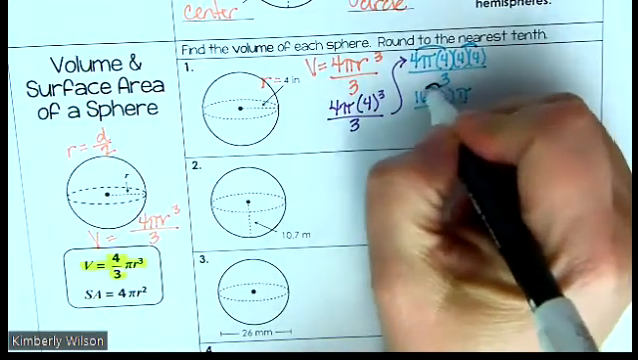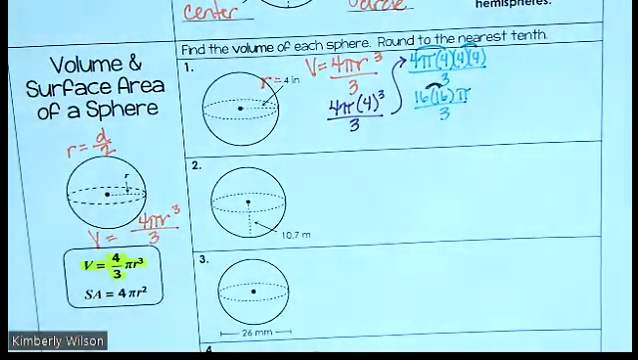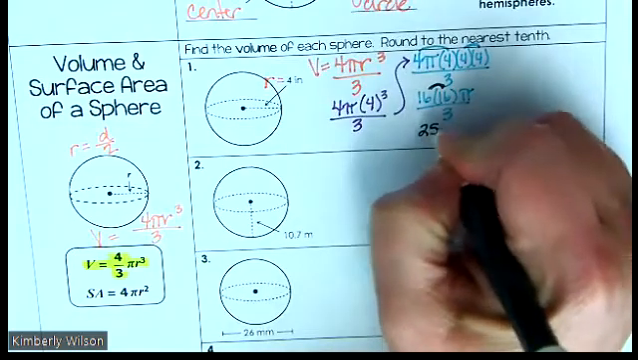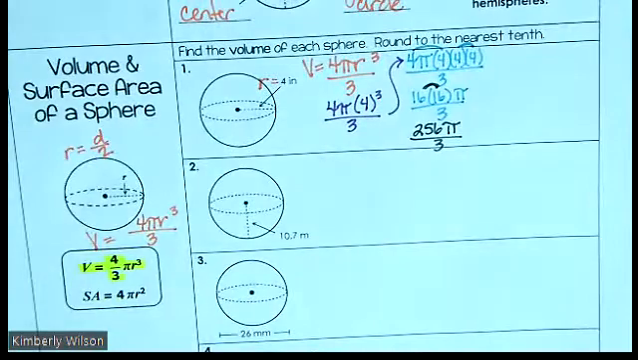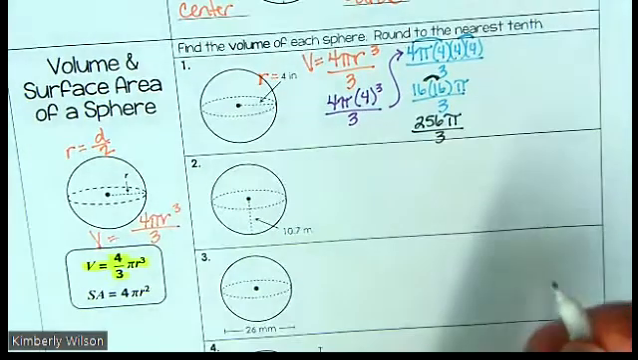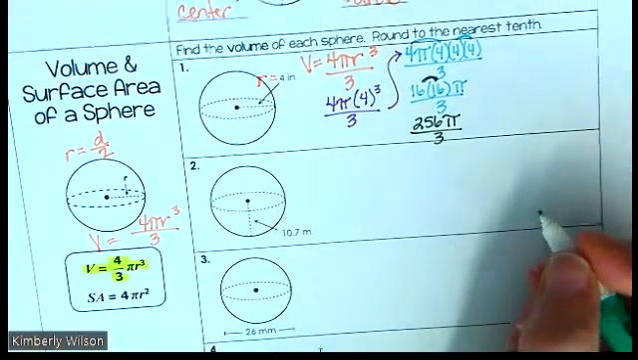Now I multiply these two together. Handy dandy calculator. 16 times 16 gives me 256 pi divided by 3. Now I'm going to see if 256 is divisible by 3, which would make my life easier. 256 divided by 3. Oh, no, it's not.